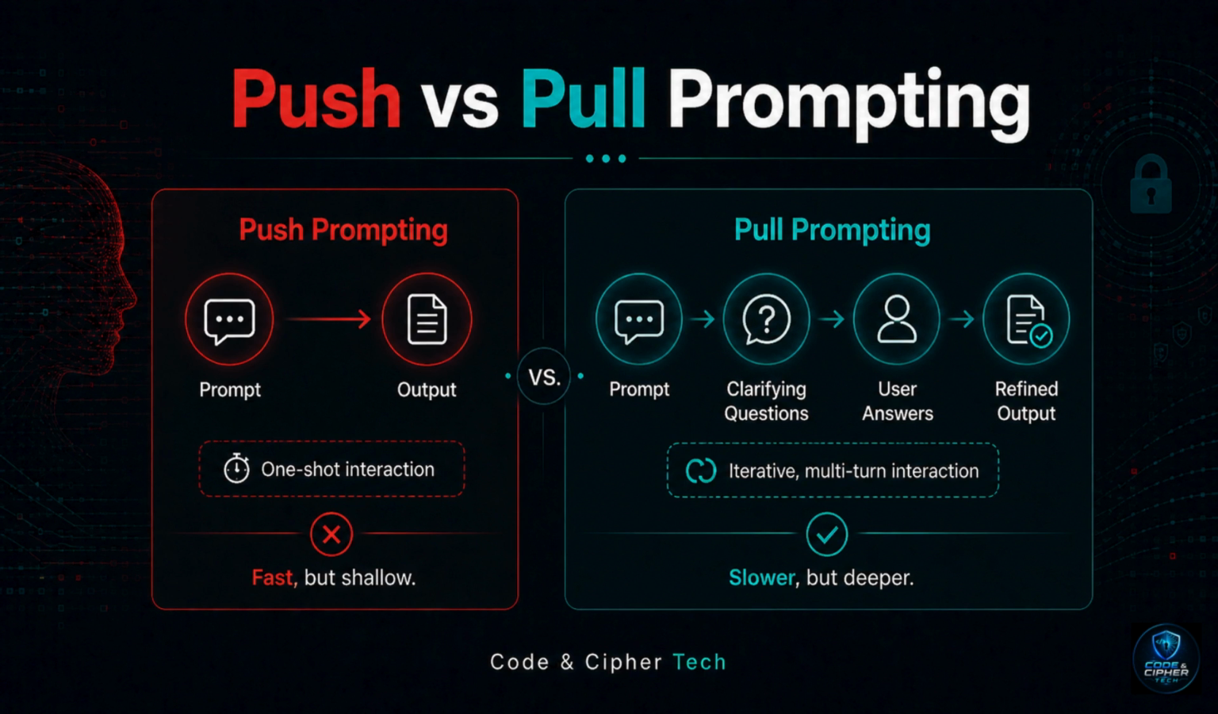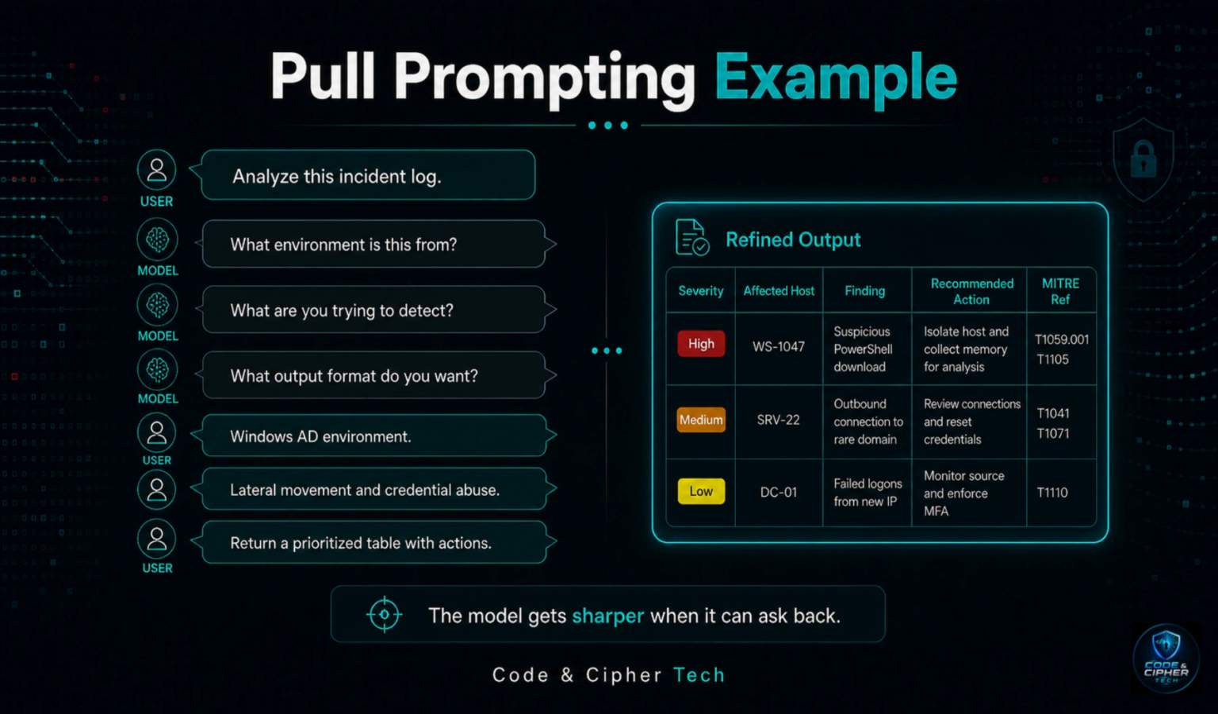Here's the difference. With a push prompt, for example, "Here are 50 log entries. What's suspicious?" That prompt will generate a generic response. The model doesn't know your environment, your baseline, or what suspicious looks like in your specific context.